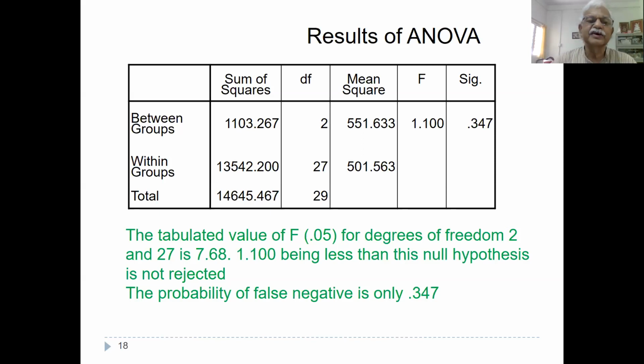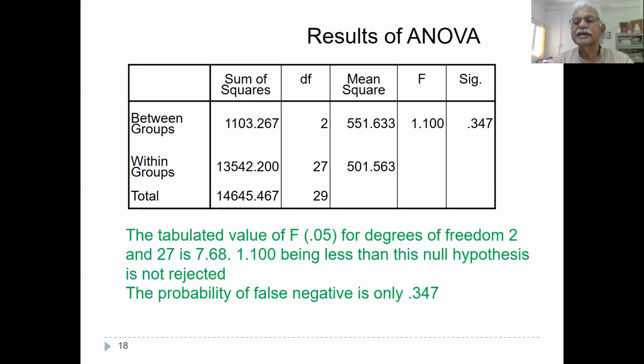There are 3 groups, so degrees of freedom for between groups would be 3 minus 1, or 2, and sum of squares of between groups is 1103.267. The difference between sum of squares for total and for between groups is 13542.200. This is sum of squares for within groups. And degrees of freedom is again the difference between 29 and 2, which is 27, n minus k. Then we divide sum of squares by degrees of freedom. This is mean square. The mean squares are estimates of variances of the population.